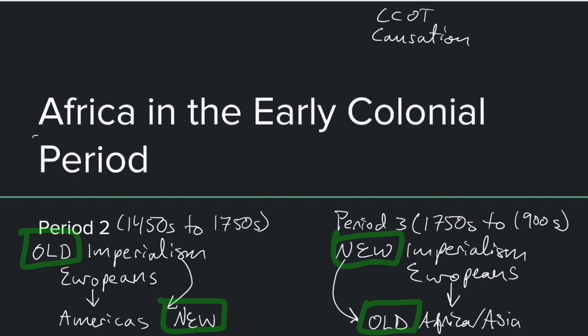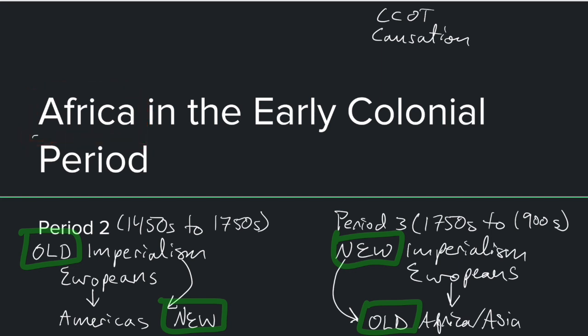But we're not at period 3 yet, so we're going to focus on period 2. In the last lecture, we focused predominantly on the Americas, and so we're going to shift to still talking about old imperialism, but instead talking about how it went down in Africa, or the causes and effects of old imperialism in Africa.